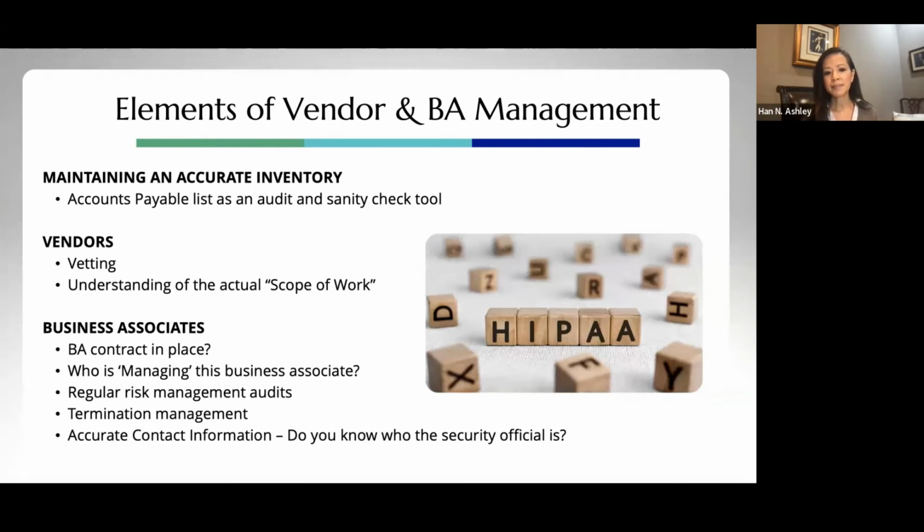We feel that regular risk management audits need to be in place for reviewing all your vendors and your business associates, and we like to see that conducted about once a year. We like to see that there's a process for terminating these business associates and vendors. And once again, the accurate contact information: who is their security official? Do you have their phone number? Do you have their email, just in case of a breach or a disaster or contingency situation? You can get a hold of these folks and you have the information at your fingertips.